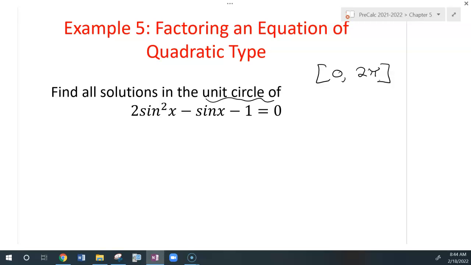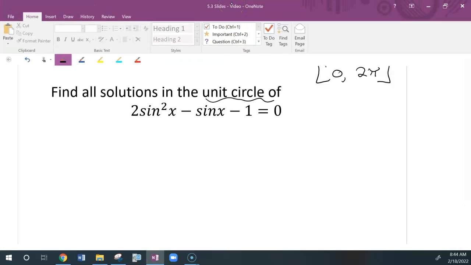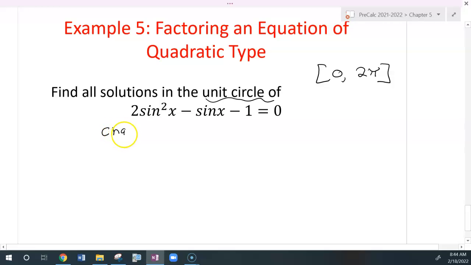One thing I like to do, this is a nice little tool in my toolbox that makes it easier, is a change of variable. So instead of thinking in terms of sine x, I'm going to say g equals sine of x. And then when I do that, I get 2g squared minus g minus 1 equals 0.